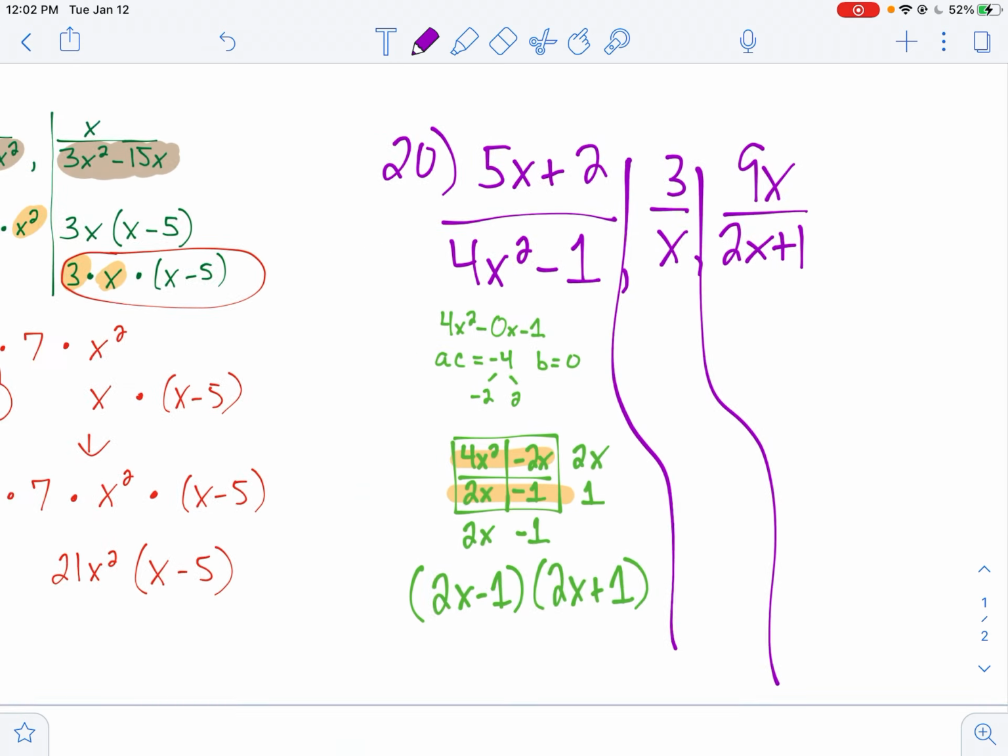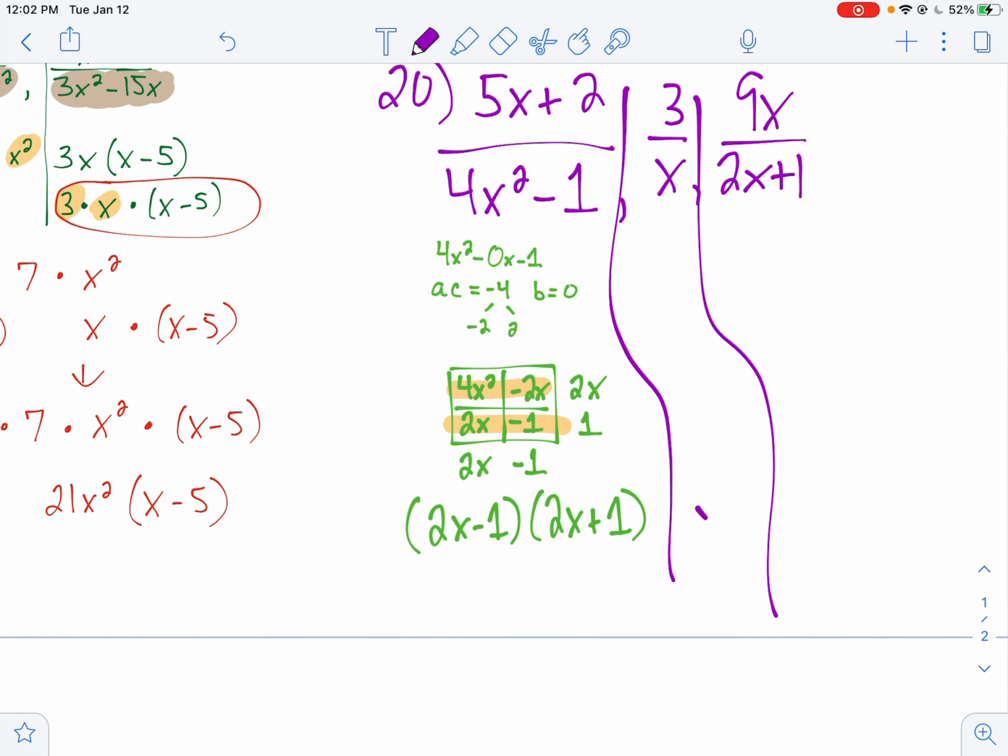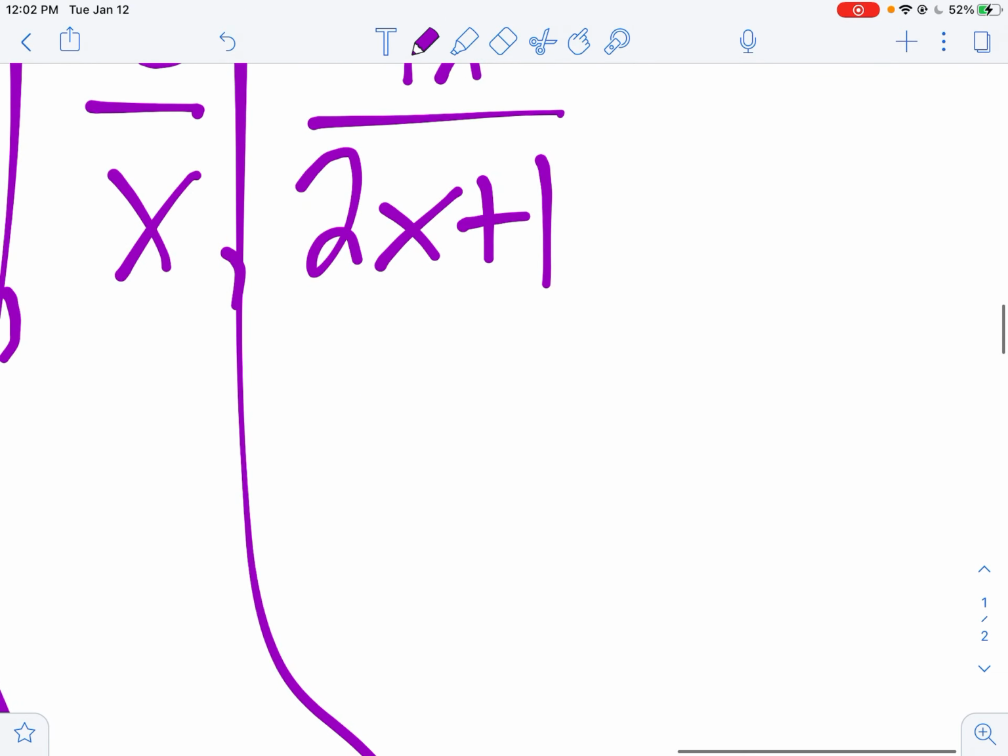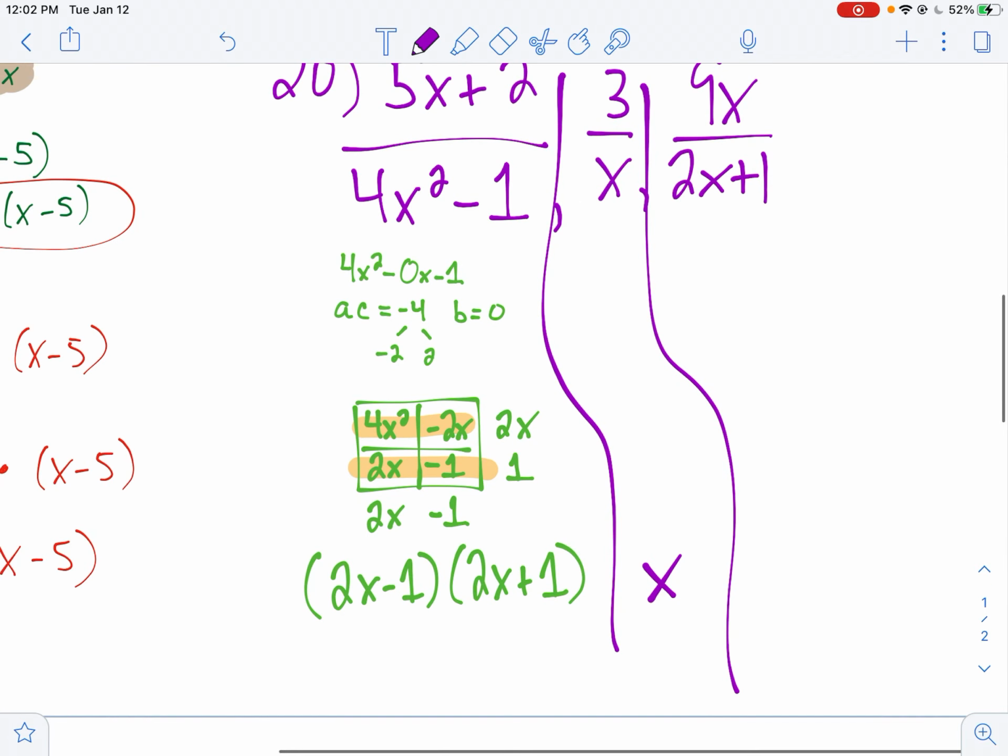Now right here, 3 over x, I can't do anything with x. X is just all by itself. I can't do anything with that, so I'm just going to leave it. And then 2x plus 1, I can't really factor that. The only thing I can really factor out of that is 1, so I'm just going to leave it as it is.